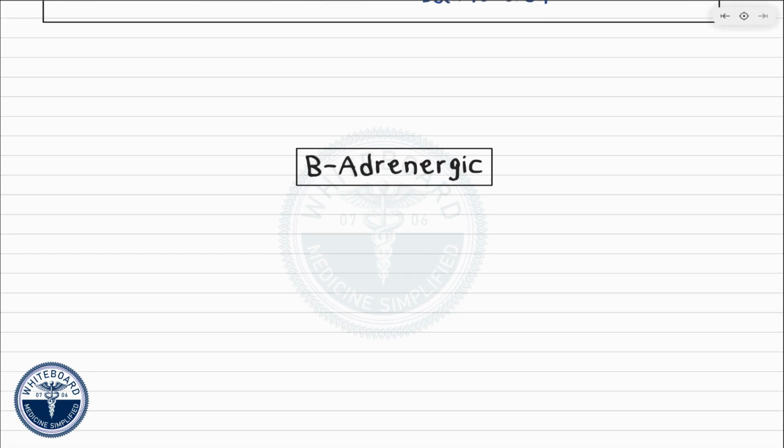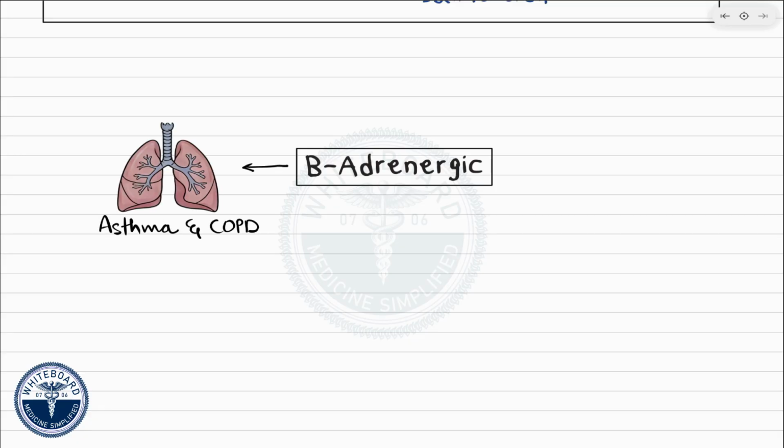The most important clinical use of beta-adrenergic agonists is the treatment of bronchoconstriction in patients with asthma and COPD, where stimulation of beta-2 receptors produces bronchodilation. The development of beta-2 selective agonists has made these drugs much safer by minimizing unwanted stimulation of beta-1 receptors in the heart, thereby reducing cardiovascular adverse effects.